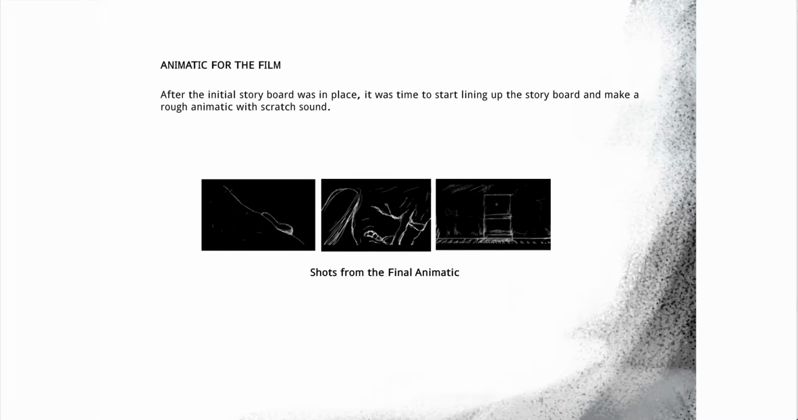Animatic for the film. Now animatic is a very important stage where you can see the entire film moving in time, but through just storyboards and a bit of movement. So it helps you time the film and get the narrative across. After the storyboard was in place, it was time to start lining up the storyboard and make a rough animatic with scratch sound. So these are some of the shots from the final animatic.